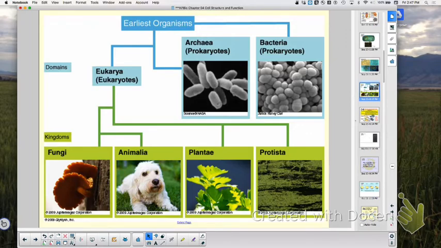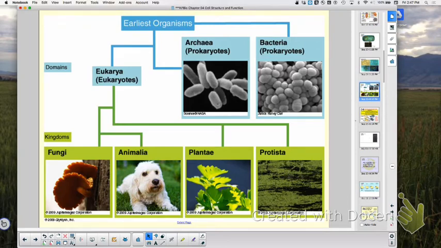Okay, eukaryotes we can put in four baskets, but again, it depends on what book you're looking at and what classification system you're looking at. So when you take all eukaryotes, the simplest of all, you're looking at protista, generally unicellular. They can be autotrophs or heterotrophs.